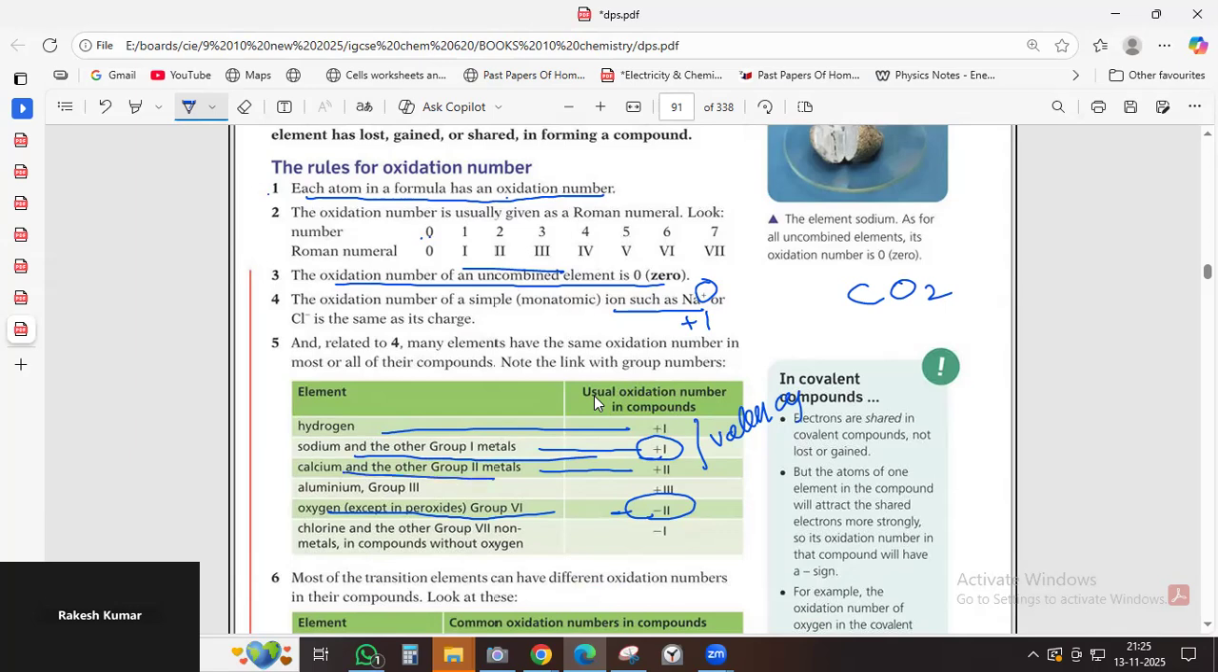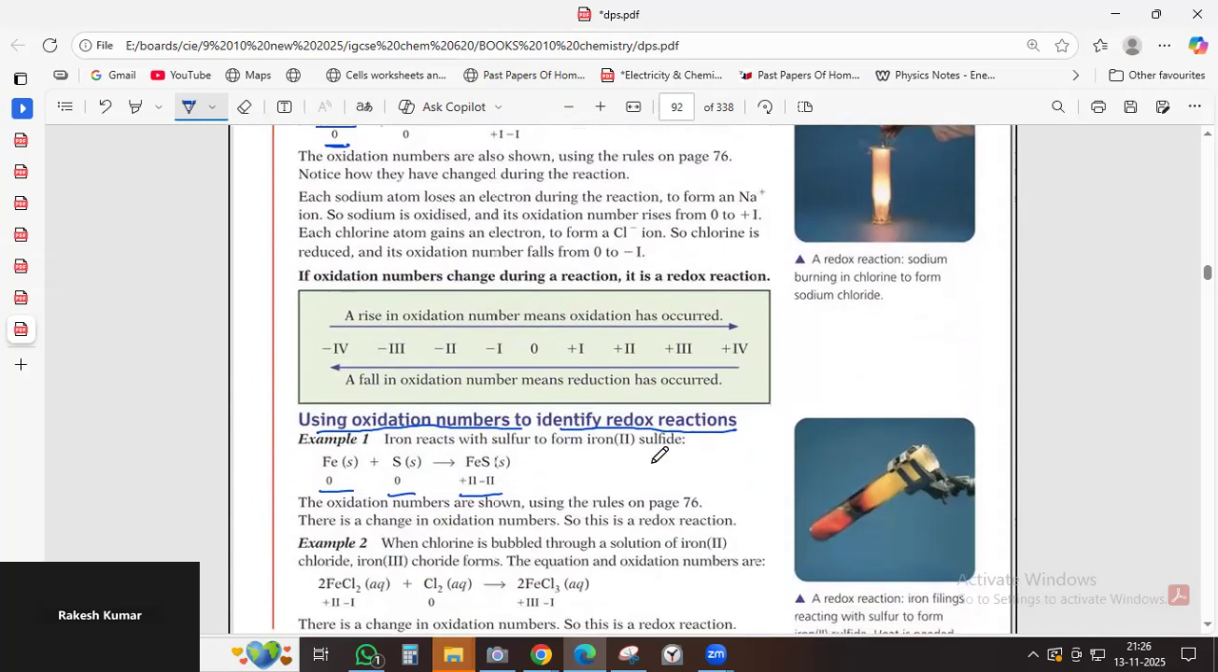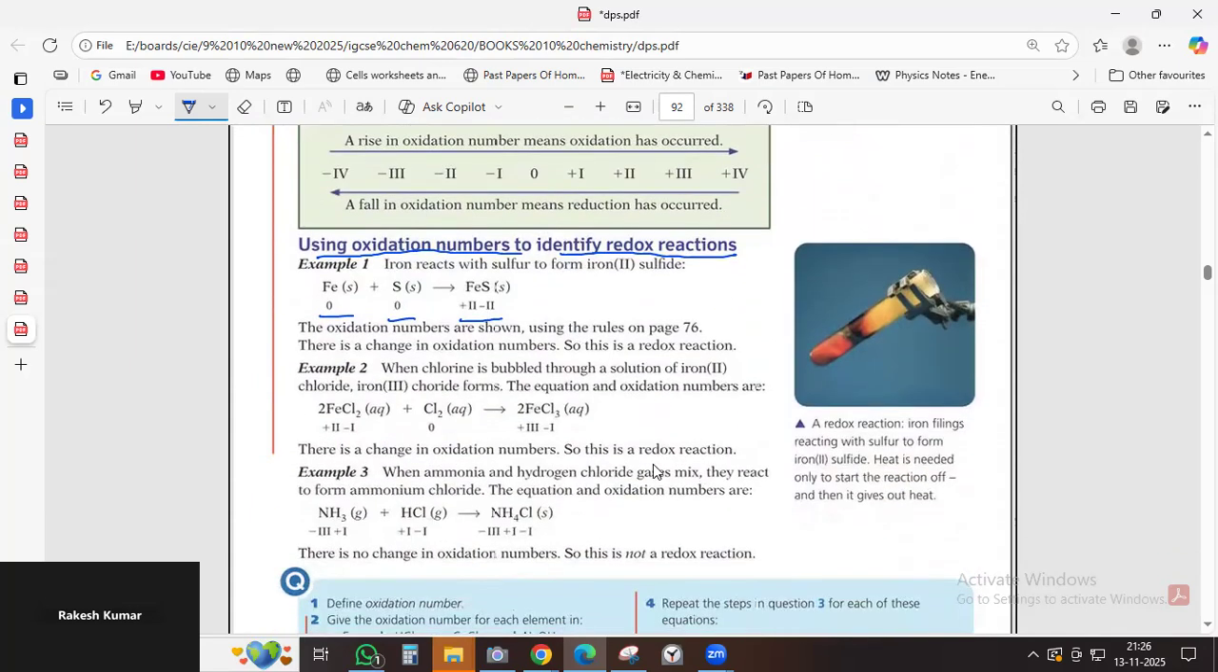Sodium and others in group 1 have +1. And calcium is group 2, so it will have +2. And aluminium is group 3, so generally the group number and the valency give the charge it develops after giving electrons. When something is giving electrons, it will be positive. So in this equation, Fe and S turn into FeS, you don't have oxygen, you don't have hydrogen. So how do you decide what is redox? How is this a redox reaction?